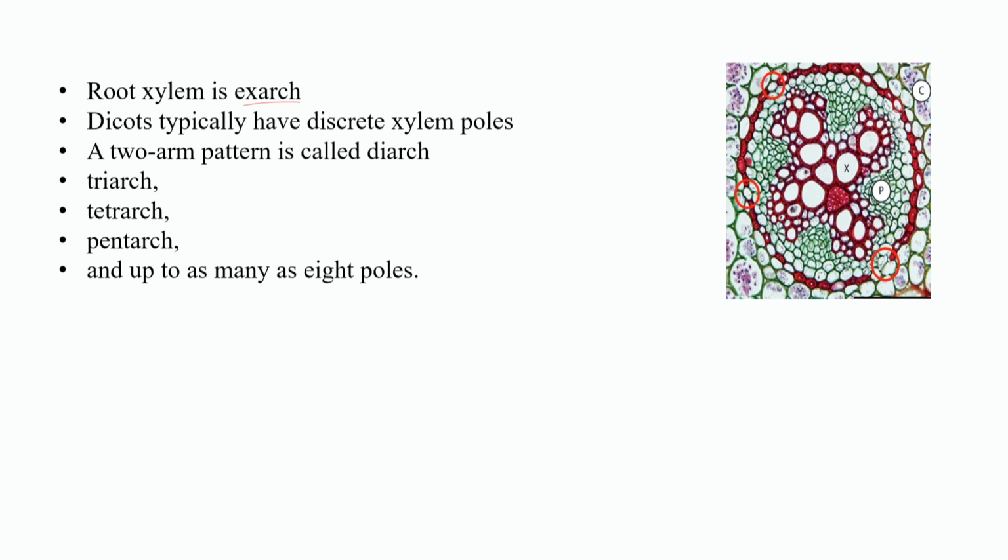Now see, this is a tetrarch arrangement where you can see the pith is highly reduced. You can have different arrangements of this vascular tissue. You can have a diarch condition, this is a diarch condition. Then you can have a tetrarch condition. In this also you can have phloem here, and up to 8 xylem poles you can see.